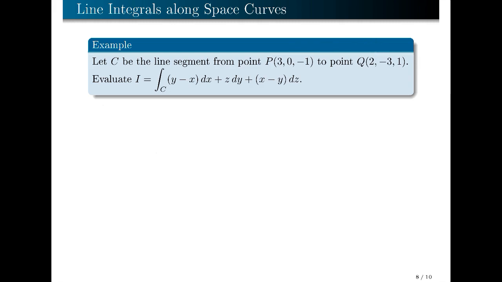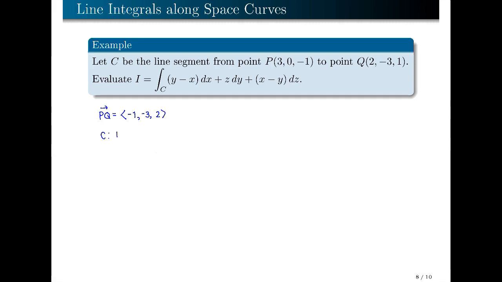Here, your vector PQ has x component 2 minus 3 or negative 1. Similarly, it has y component negative 3 minus 0 or negative 3, and has z component 1 minus negative 1 or 2. This yields the following parametrization for C.